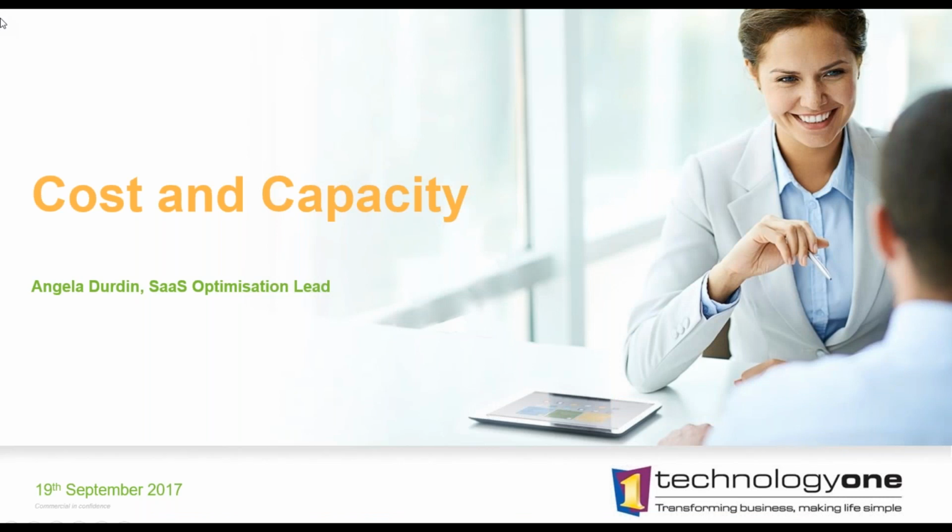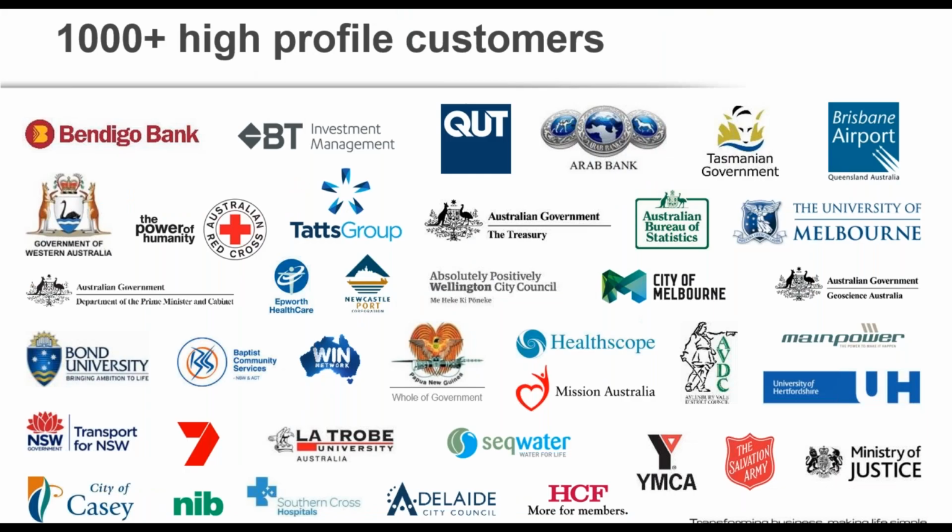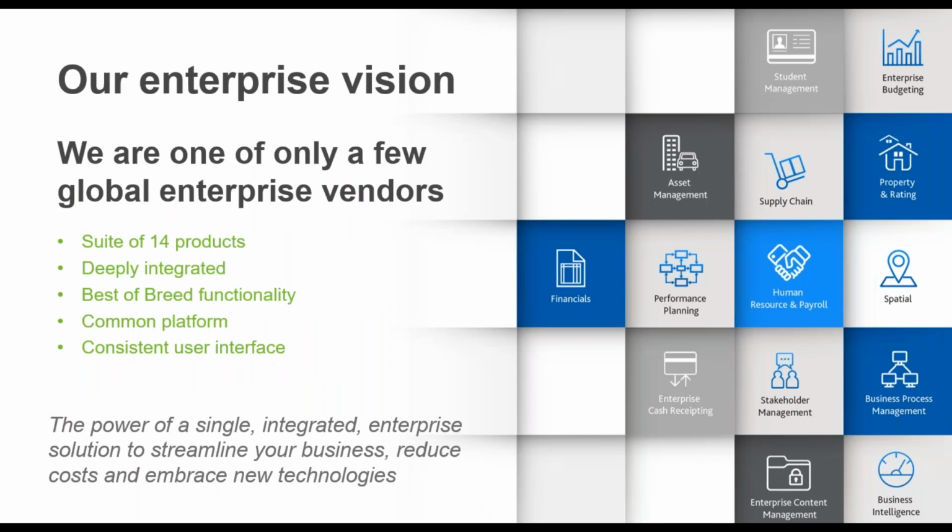Thanks, John. So briefly, just wanted to really quickly go over what our organisation does. We have over 1,000 high-profile companies, leading corporations, government departments, and statutory authorities as our customers. So Tech One is one of only very few global enterprise vendors. We have a suite of 14 products, and this gives us and our customers an experience of a very powerful and integrated enterprise solution.